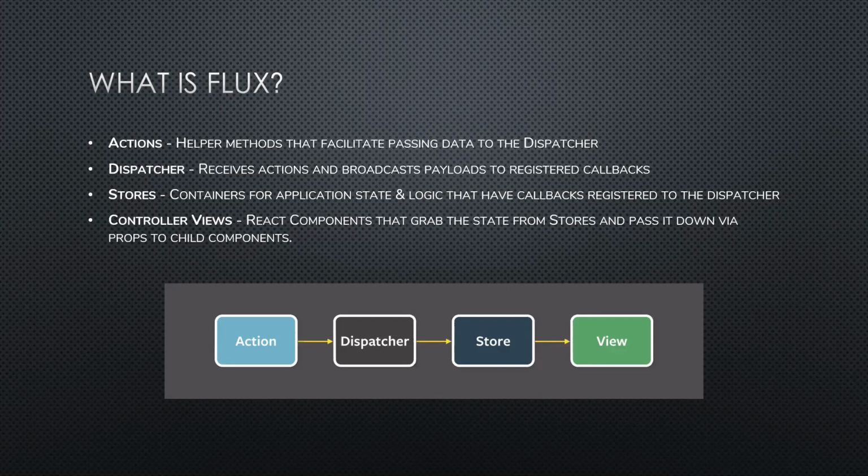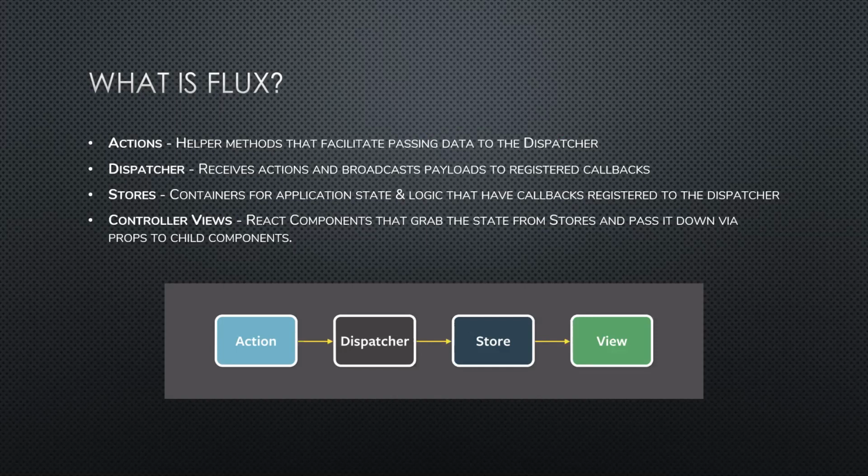A Flux application has major parts. The dispatcher is the central part of Flux, the central unit which holds all these components together. Action is a helper method that facilitates passing data to the dispatcher. Whenever you do an action on your application, it sends the data to the dispatcher. Now, what is the dispatcher? The dispatcher receives the action and broadcasts the payload to registered callbacks.